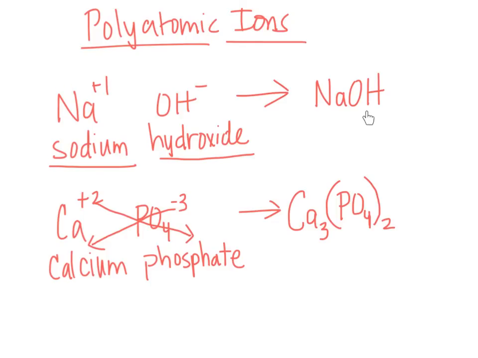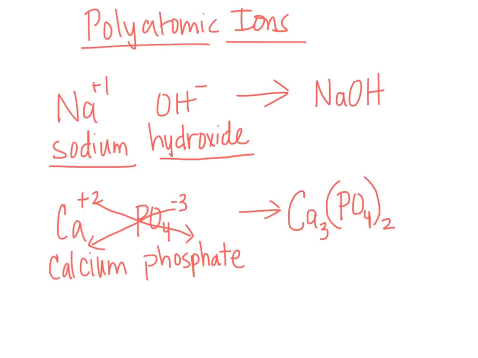But if we look at the previous example that we did, notice that we did not use parentheses around the hydroxide. The reason is that we only needed one of those. So the rule is, if you only need one polyatomic ion, no parentheses are required. But if you need more than one of the polyatomic ion, then you have to use parentheses, and the number goes on the outside.